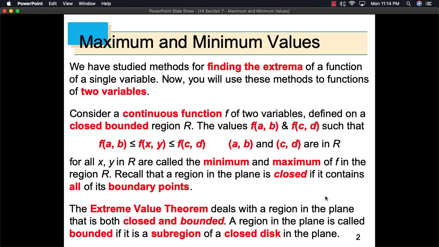And recall back in Calculus 1 days, we have the extreme value theorem, which deals with a region in a plane that is both closed and bounded.